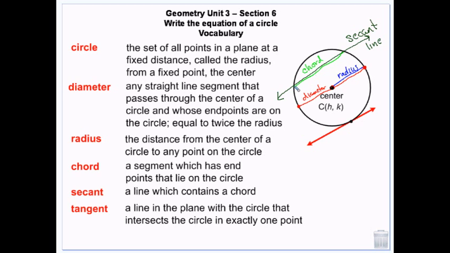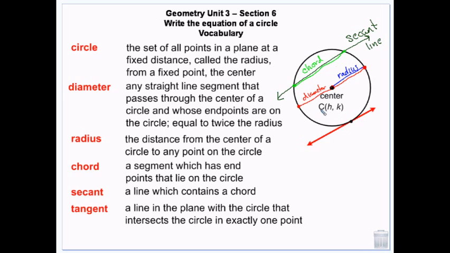So the chord is like a diameter in that the endpoints are on the circle, but it's not the diameter because it doesn't go through the center. The diameter goes through the center, a chord goes through a circle anywhere else. It could be over here, it could be right next to the center. As long as it doesn't go through the center, it's a chord. It can be any direction, just so long as it doesn't go through the center and its ends are on both sides.